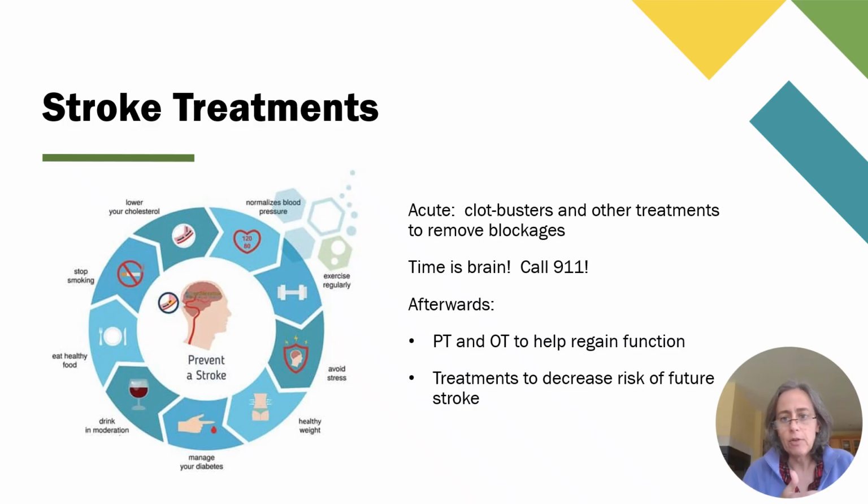Now, after the acute event is over, it's going to be really important to work to regain function and also adapt to your new reality. So physical therapy and occupational therapy are going to be really important components of that. And then you're also going to be doing things to decrease your risk of having a future stroke. If you've already had one, then there's something going on that puts you at increased risk. So we want to decrease your risk of having another stroke as much as possible. So that would be things like treating high cholesterol and high blood pressure and diabetes, stop smoking, stop drinking, eat healthfully, exercise regularly, all of those things that we know help prevent stroke and heart attack.